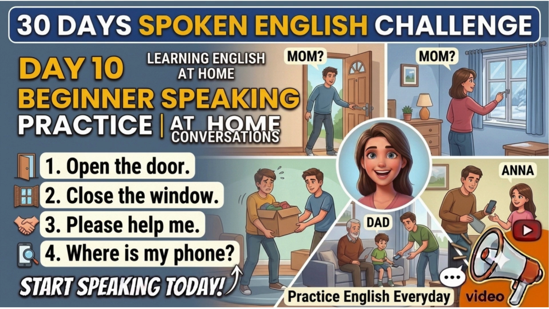Excellent. Remember, please help me. This is a polite way to ask for help. Where's my phone? Now our fourth sentence. Where's my phone? Repeat. Where's my phone? Again. Where's my phone? Very good. We use where is when we want to ask about the location of something. For example, where's my book? Where's my bag? Where's my phone?